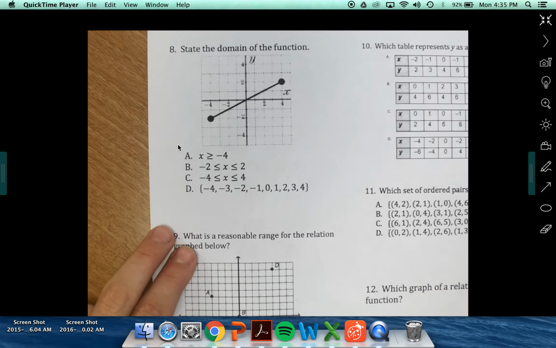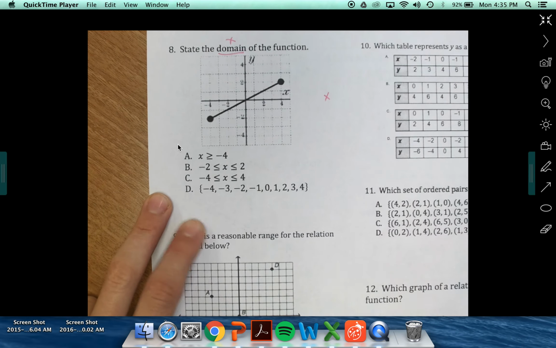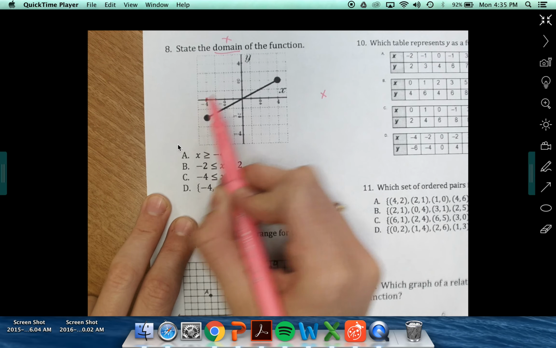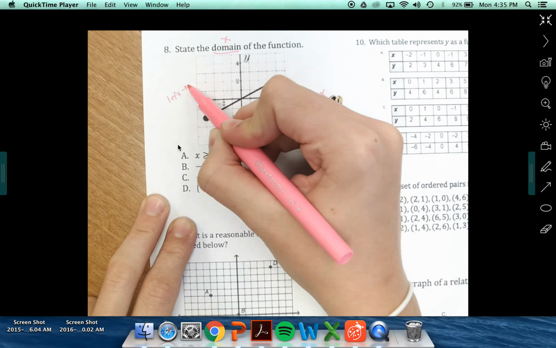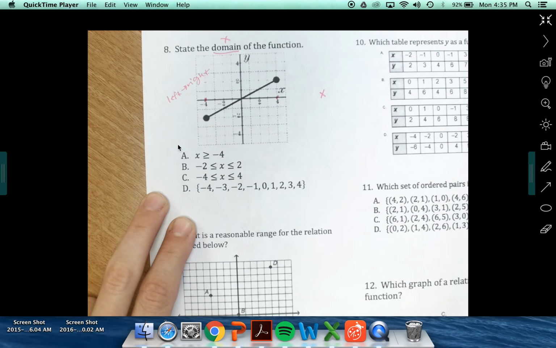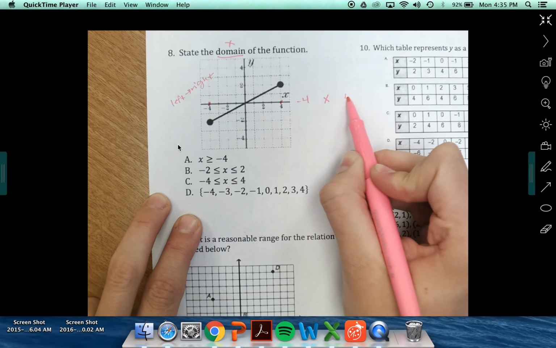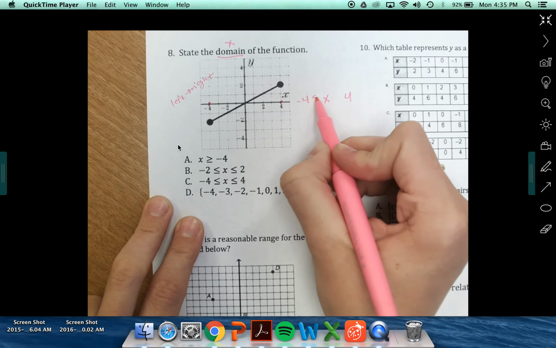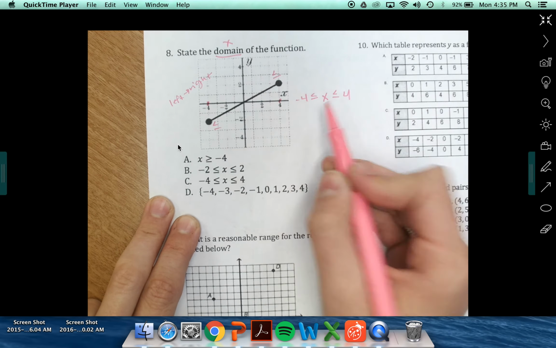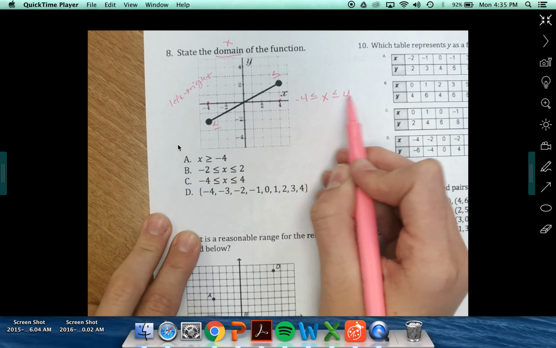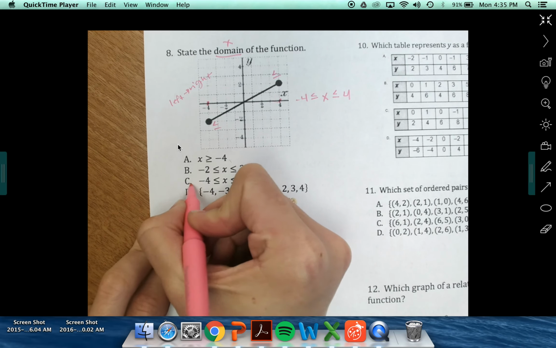Number 8, state the domain. Again, domain is x. Okay, so we're going from left to right. So left to right for domain. Leftmost value is -4. Rightmost value is +4. Less than or equal to. We've got filled in dots. So -4 is less than or equal to x, less than or equal to 4. So domain goes from -4 to 4. C.